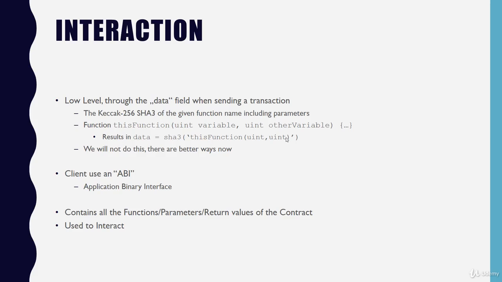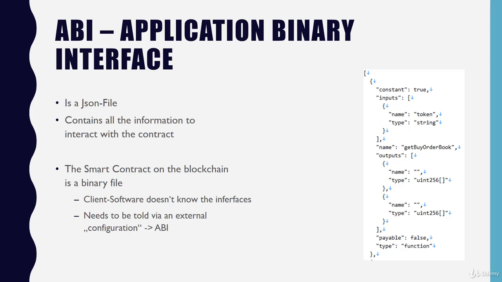The client side uses a so-called application binary interface. It contains all the function parameters and return values of the contract. It's used to interact with the contract because the client does not know, based on the binary of the contract, how to interact with it. This is how an ABI array, an application binary interface, looks like. Basically, it's a JSON file and it contains all the information to interact with the contract.